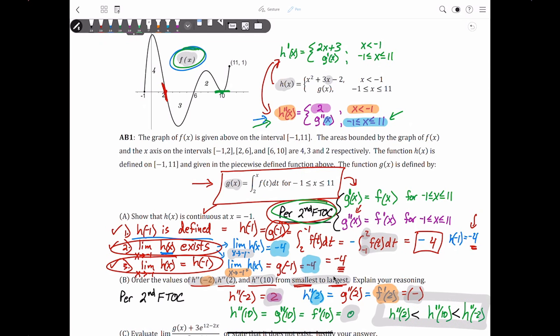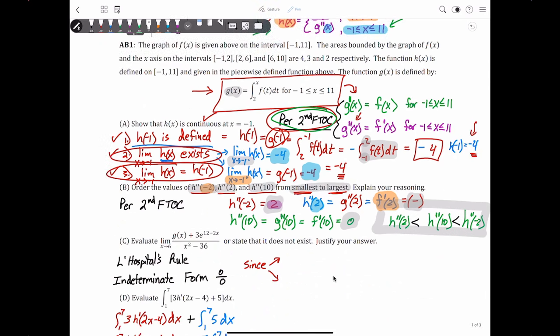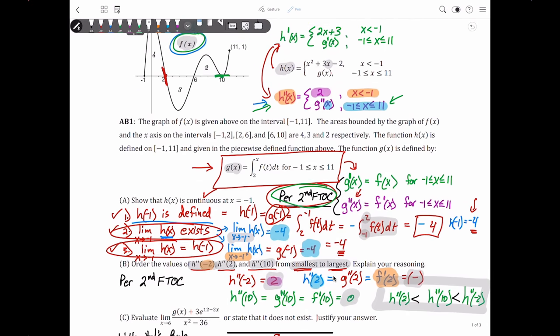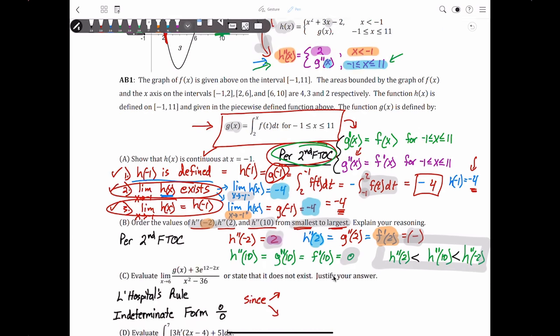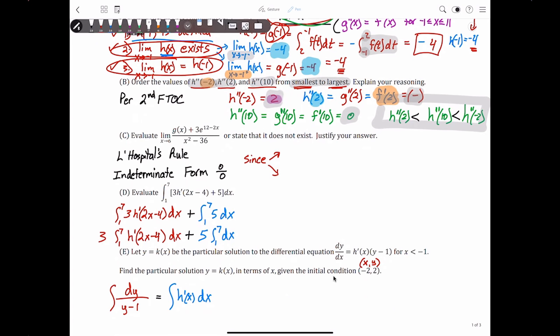Okay, so let's continue. And again, that was all per the second fundamental theorem, and also in conjunction with looking at these piecewise functions and going through their progressions of finding what is h double prime. All right, so let's go to part C. Part C is saying evaluate the following limit, or state that it does not exist.